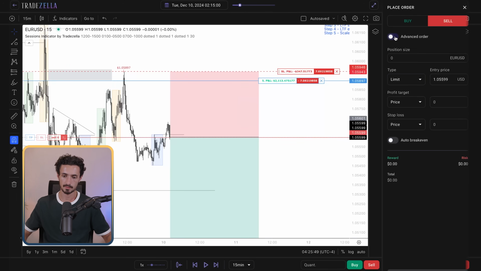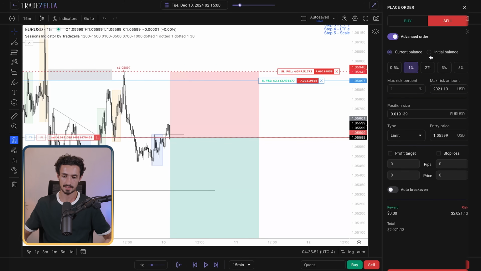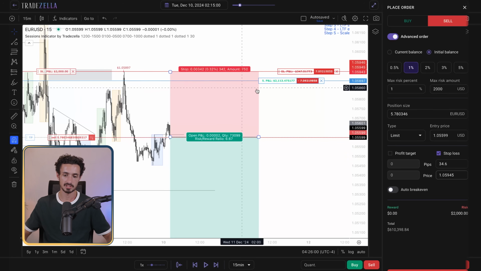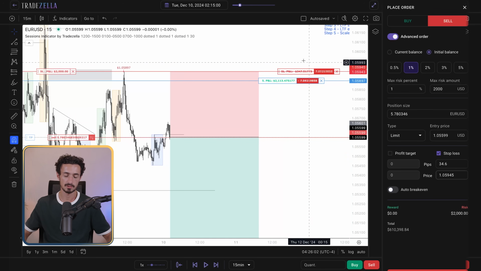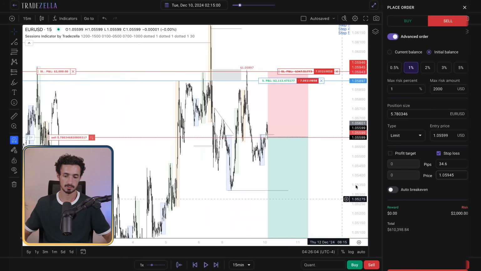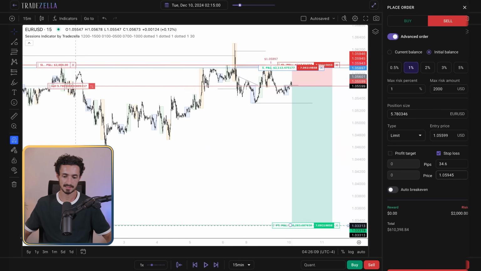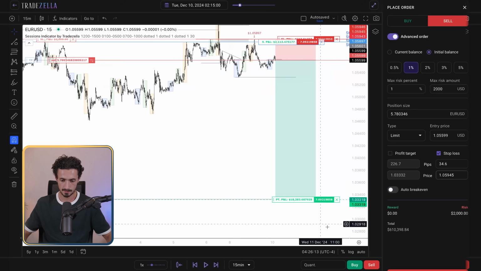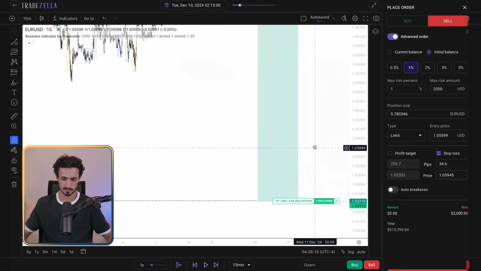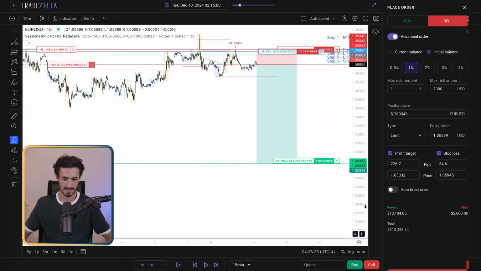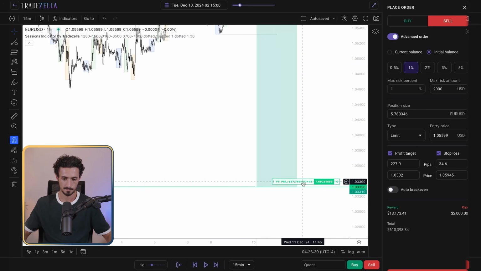We can create a new order, advanced, we'll go 1% of initial balance. So an extra $2,000 worth of risk is what I'm willing to spend here. My stop loss goes here. So now if I place this trade, I have a total of $2,300 of risk exposed. But if price hits my target, or at least some of my target profits, I stand to make for this specific position, that's the first position, and the second position would be an extra $13,000.